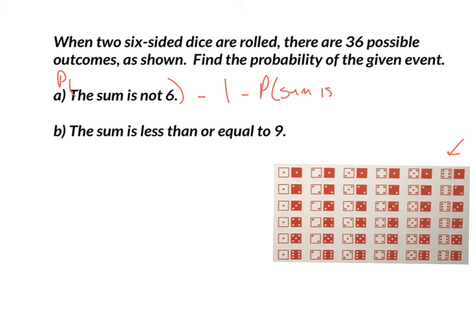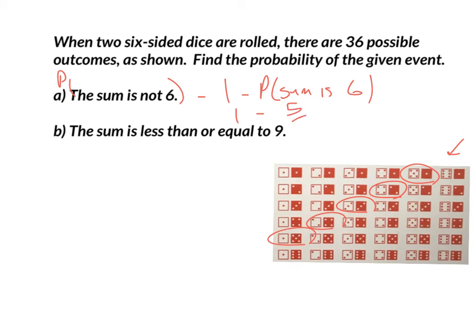Okay, 1 minus that, because it's easier to count. There's so many where the sum is not 6. It's easier to count the ones where the sum is 6. So let's see here. There's a 6 right there, 4 and 1, 4 and 2, 5 and 1, 3 and 3, 2 and 4, 1 and 5. So there are 5 of those.